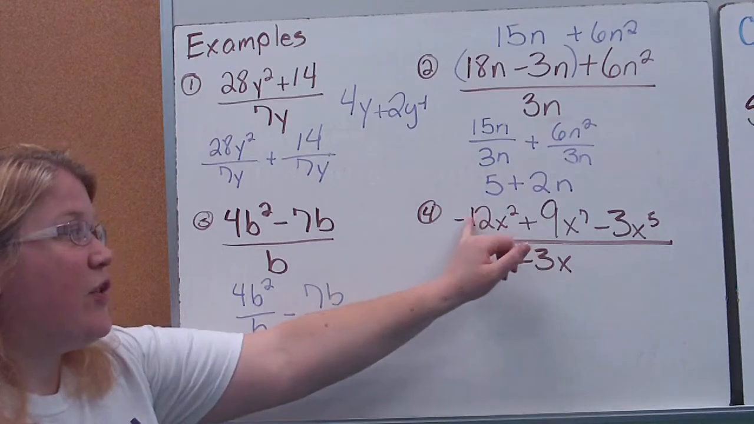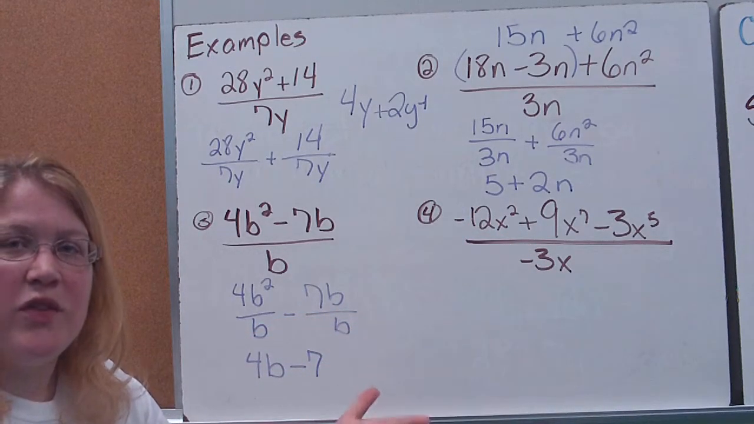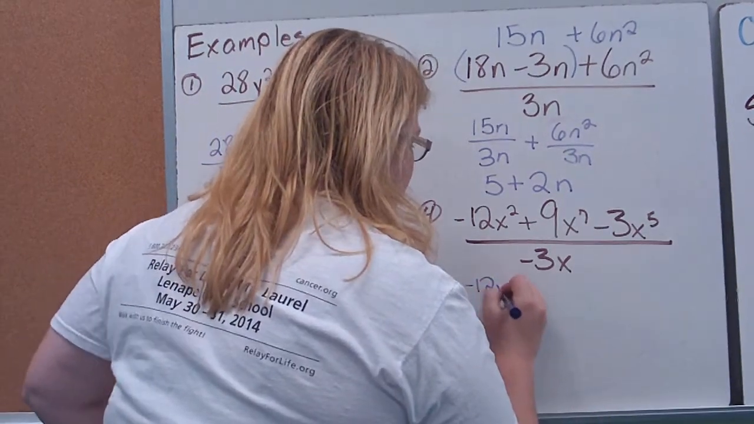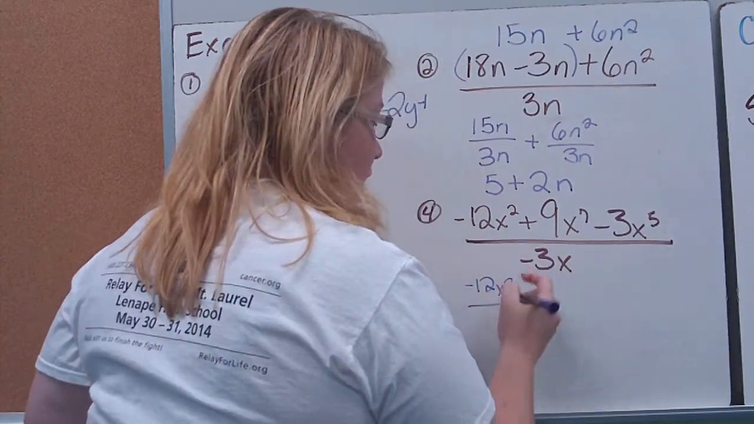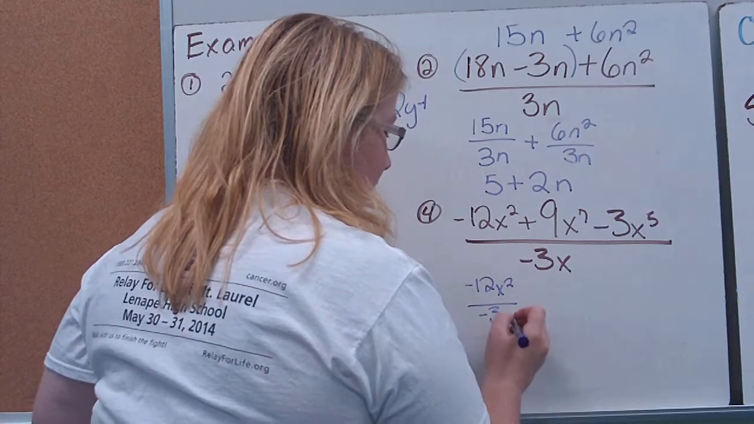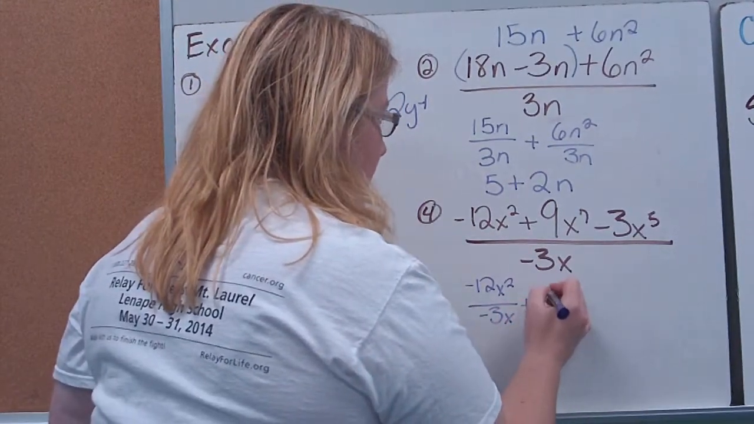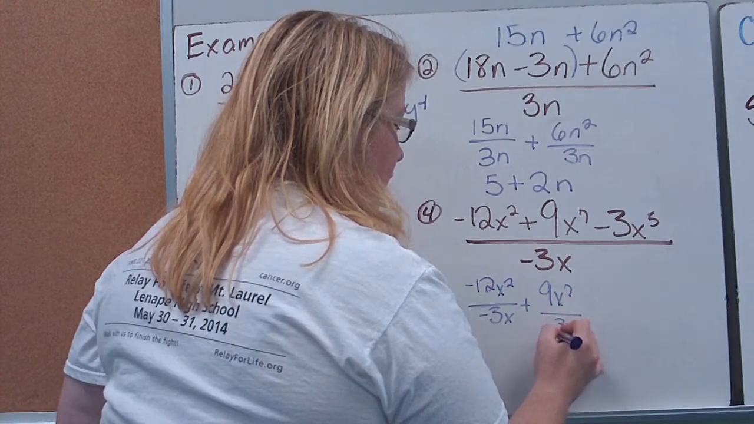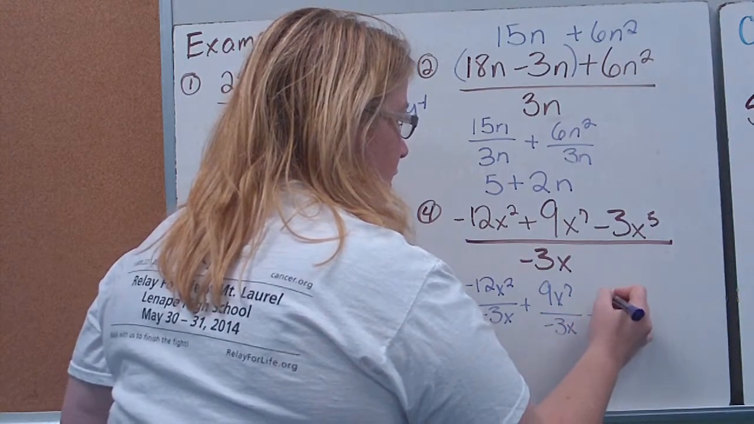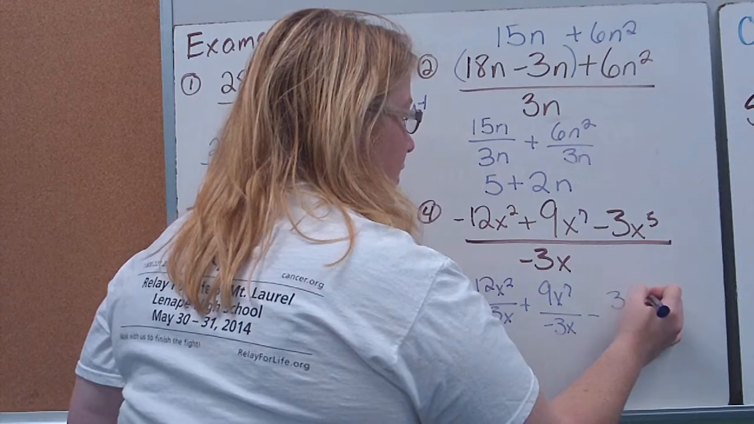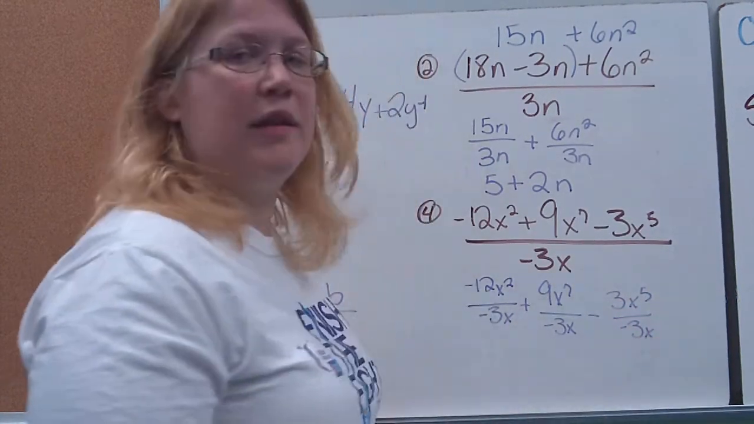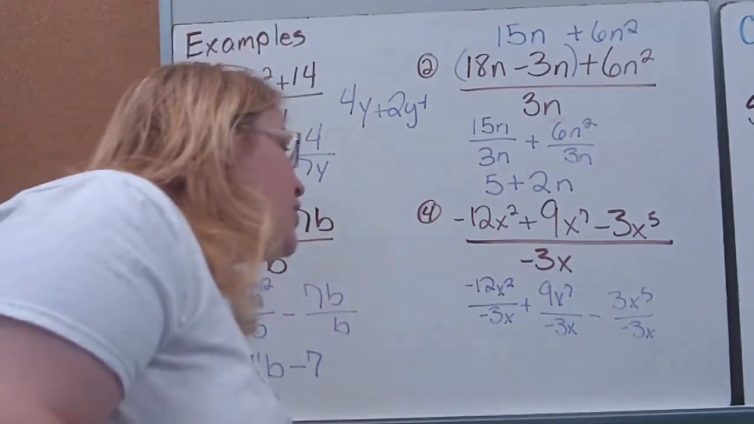Okay. Here I have a trinomial that's divided by a monomial, so I'm just going to do three different divisions. So I have negative 12x squared divided by, and notice this is a negative 3x. So that's going to change my signs here after I do this. x to the 7th divided by negative 3x. 3x to the 5th divided by negative 3x. So then we're just going to go through and do each of those divisions.